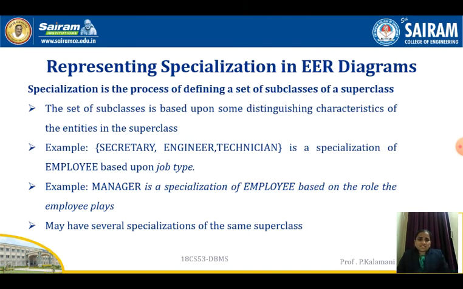Representing specialization in ER diagram. Specialization is the process of defining a set of subclasses of a superclass. That is the specialization process. The set of subclasses is based upon some distinguishing characteristics of the entities in the superclass. We know that based on the job type only, the employees are classified, subgrouped, into secretary, engineer and technician.